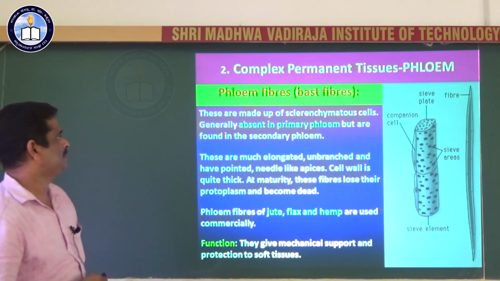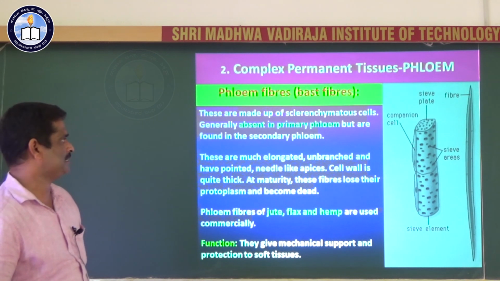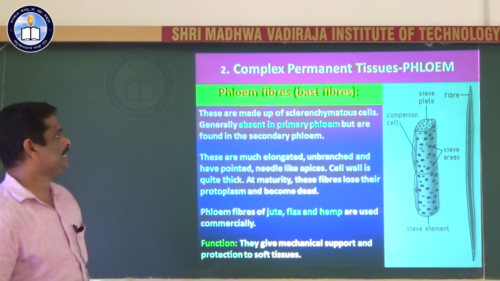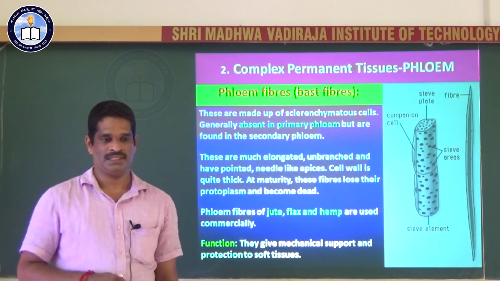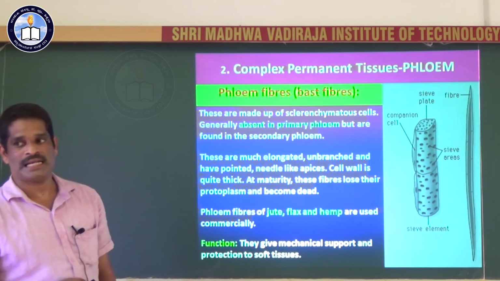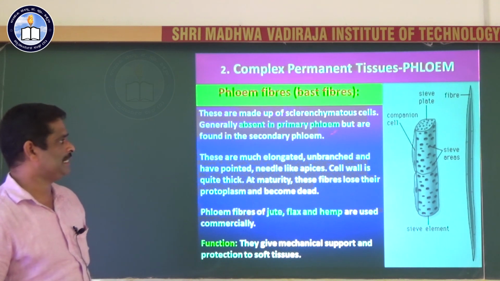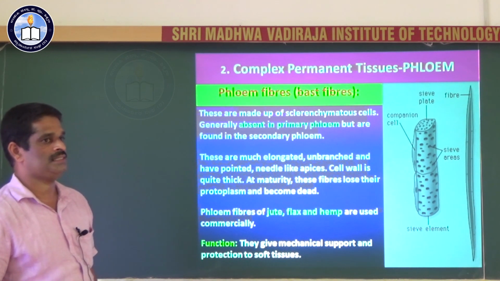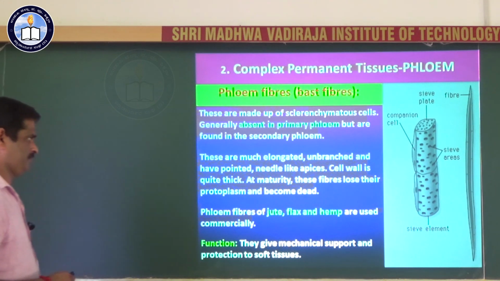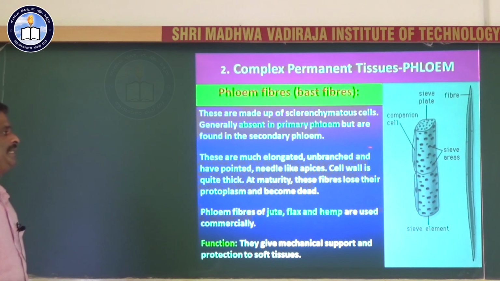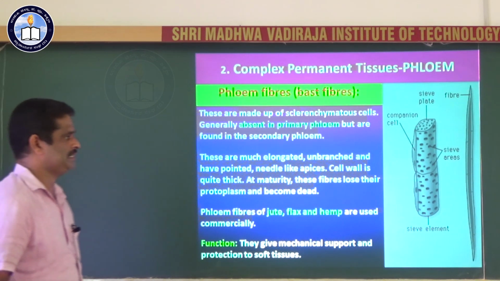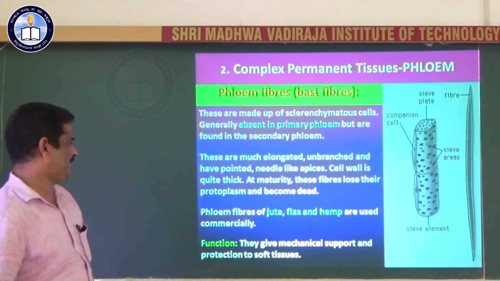So these are the phloem fibers. These are made up of sclerenchymatous cells, nothing but sclerenchyma fibers, generally absent in primary phloem. Say, the phloem fibers are absent in primary phloem. They are usually present in the secondary phloem. These are much elongated, unbranched, have pointed ends, and the cell wall is quite thick. At maturity, these fibers lose their protoplasm and become dead, meaning they are dead sclerenchyma fibers.